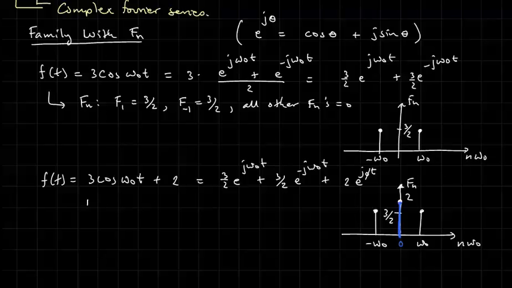So in time, what would this look like? It would be an offset of 2, and then it'll have an amplitude of 1.5. Okay, this would be f of t.